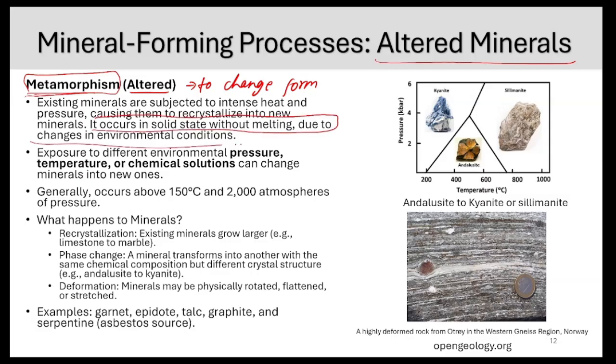We can see here, it occurs in solid state without melting due to changes in environmental conditions. So whenever we are talking about a mineral that's formed from melting, we are always talking about igneous rock. And the metamorphism or altered minerals are always formed from already solid state minerals.